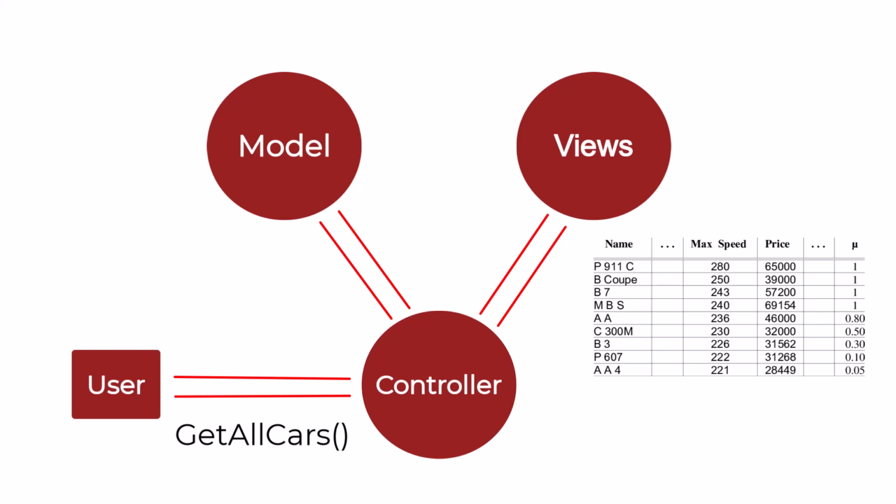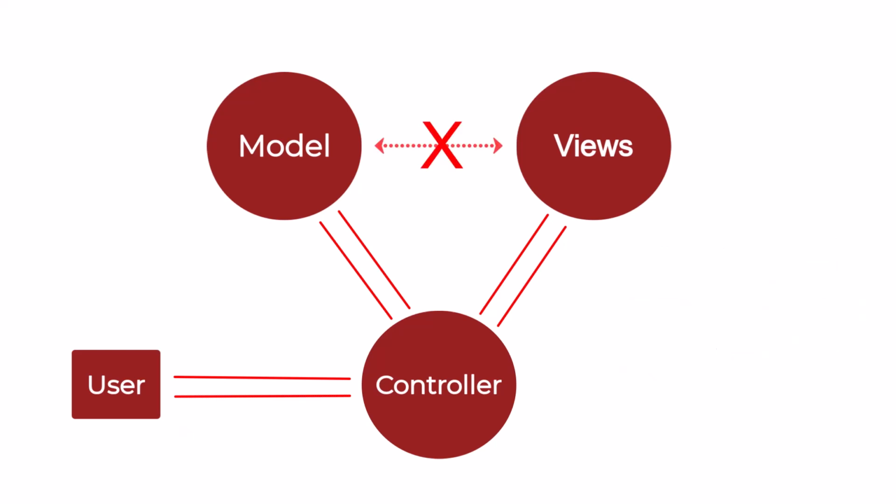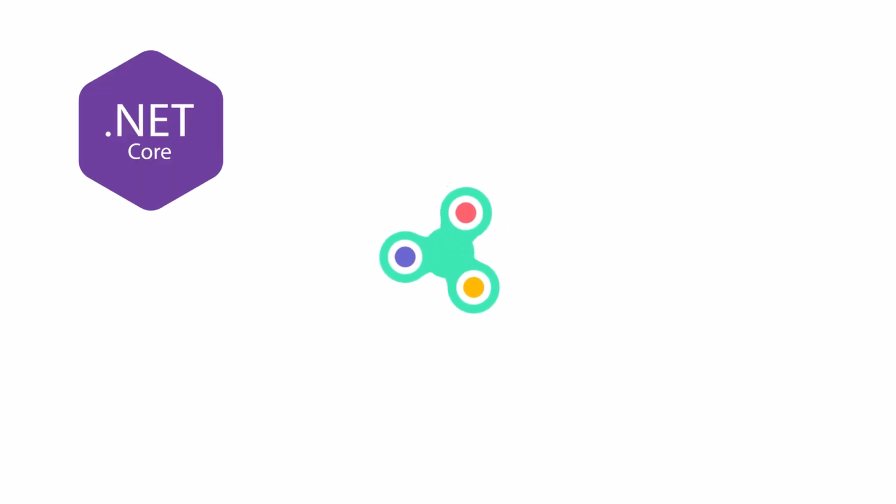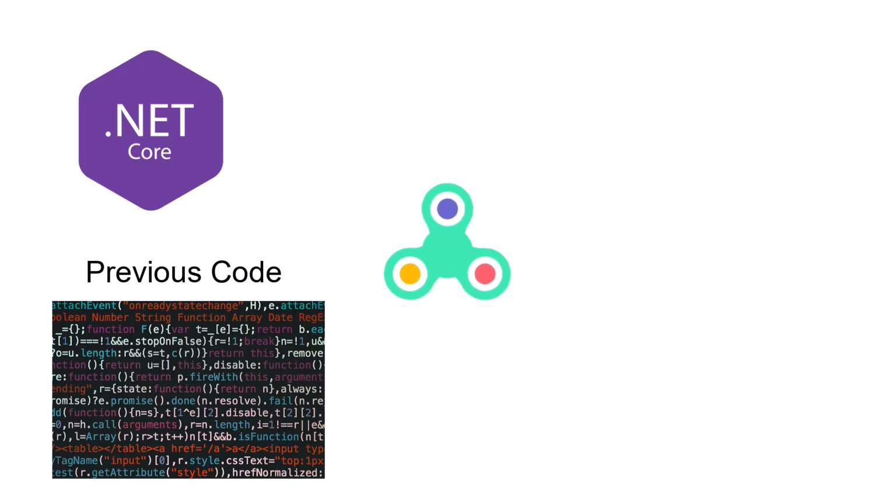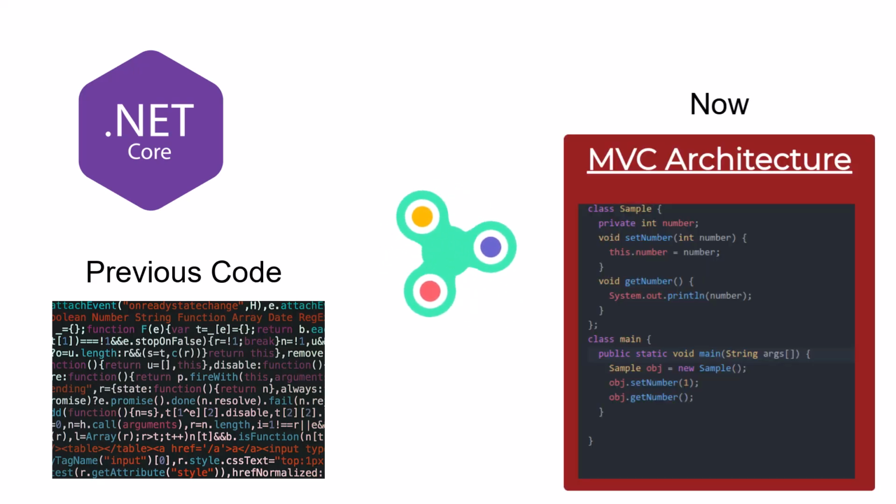You should not have any connection between your models and your views. Any kind of interaction should go through the controller. Now in the next video, we are going to create an MVC project using .NET Core and see how our code will work inside an MVC architecture.